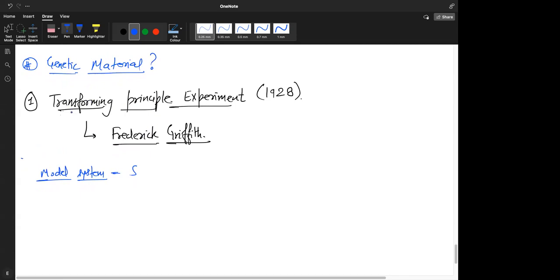Yes, we are talking about the first experiment, which is called the transforming principle experiment, which was done by Frederick Griffith around this year. You can confirm the year. The year is correct, sir. Okay. Thank you. So Frederick Griffith used the bacteria called Streptococcus pneumoniae.